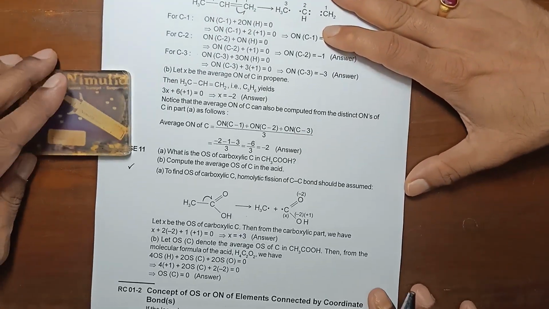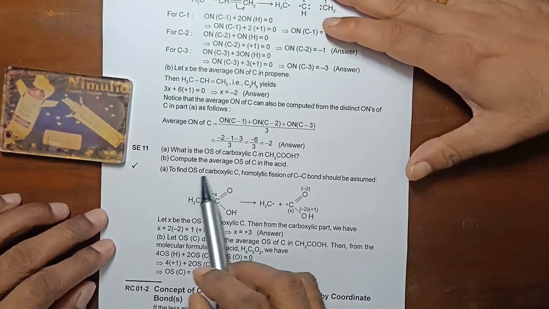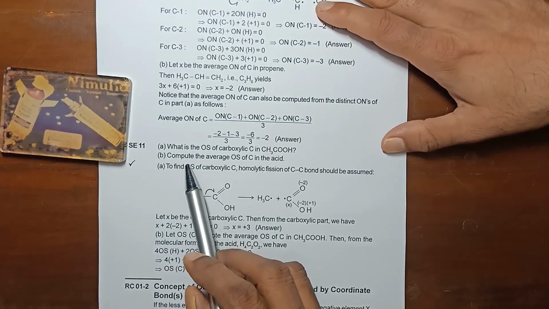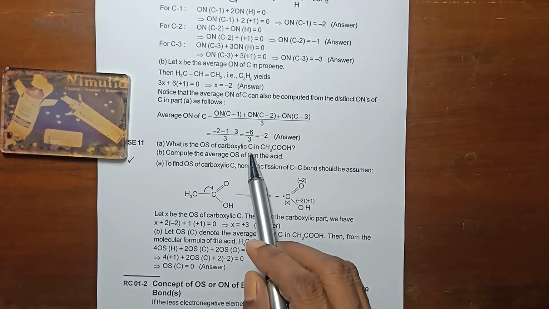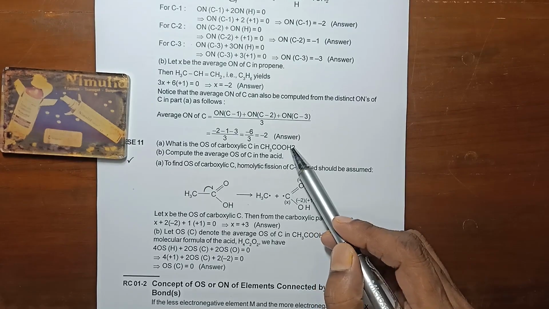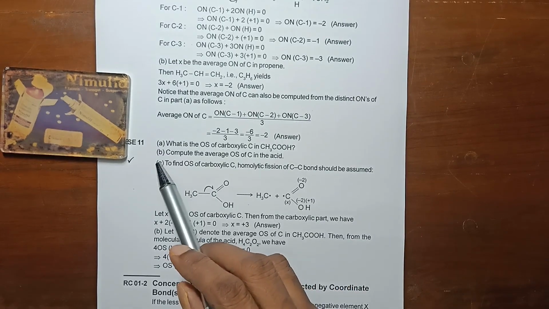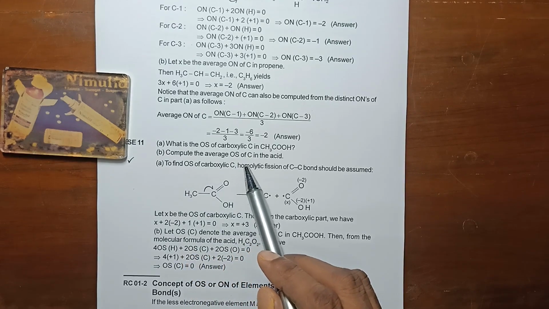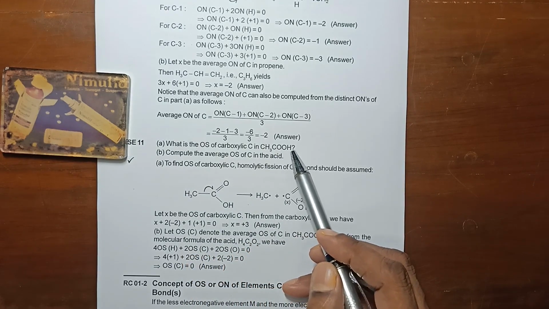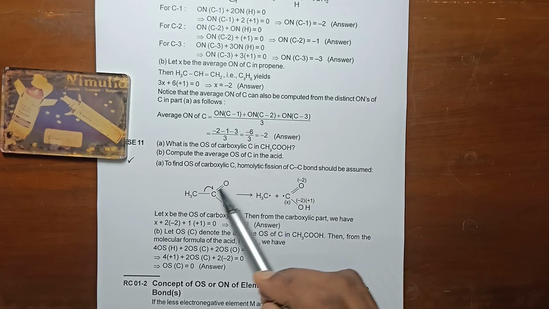Similarly, example 11, another organic compound, we are going to find the oxidation state of the carboxylic carbon. This is a carboxylic group. We are going to find the oxidation number of this carbon. And part number B, compute the average oxidation state of carbon in the carboxylic acid, that is acetic acid.